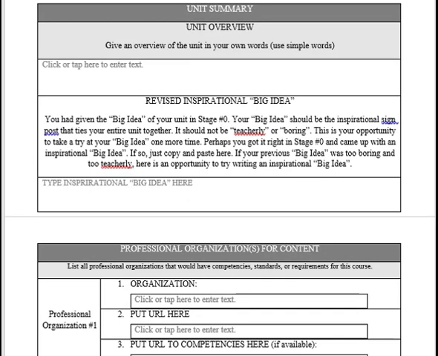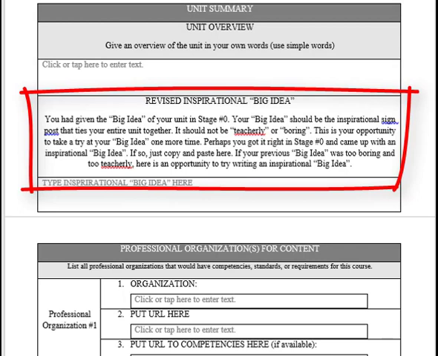One of the focuses of Understanding by Design is the big idea. The big idea is what ties your whole unit together. It should be inspirational and tell your students why it is important to learn what is being taught in your lesson.